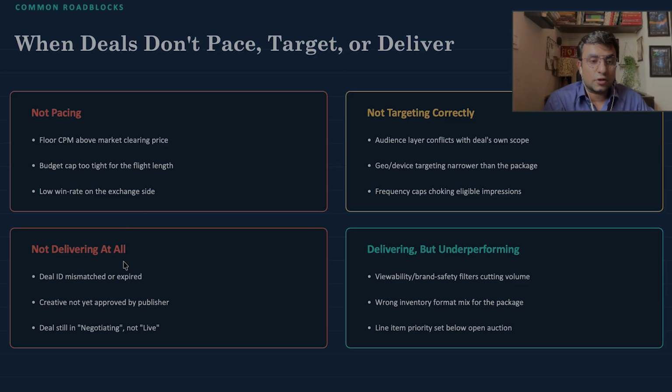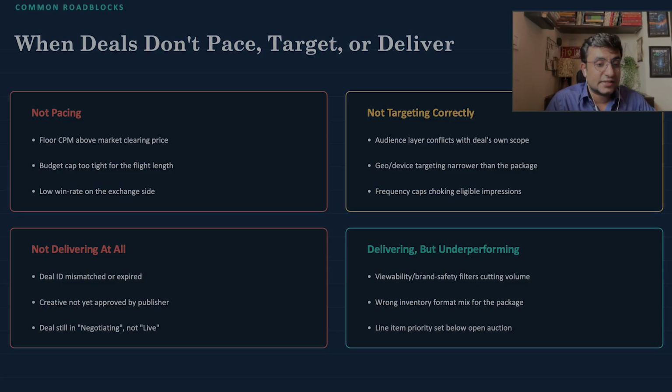Not delivering at all. Okay, deal ID mismatched or expired. That could be the case if maybe your deal ID is expired, or you have typoed the deal ID and you're using a previous deal ID now. Creative not yet approved by publisher. That could be the case. Your creative might be rejected at the publisher and it might not be syncing with the size that is available at the publisher end.